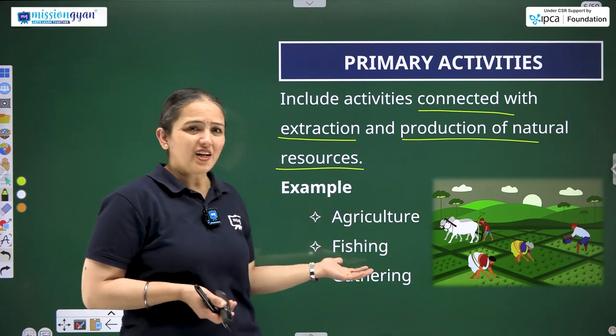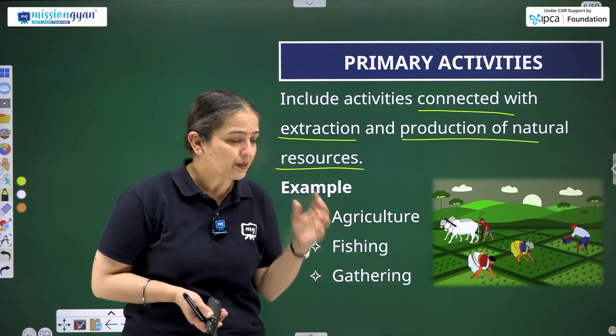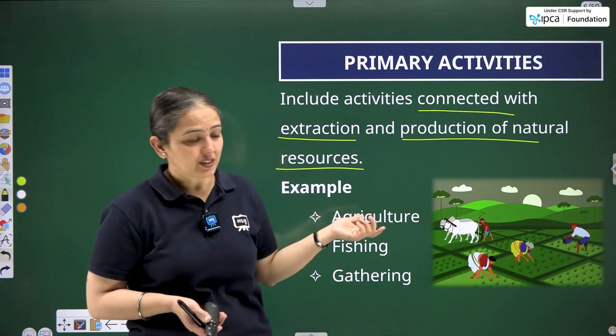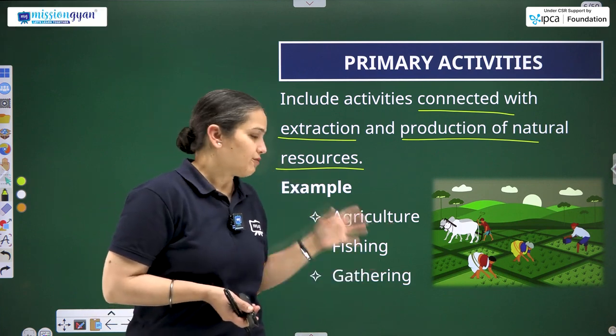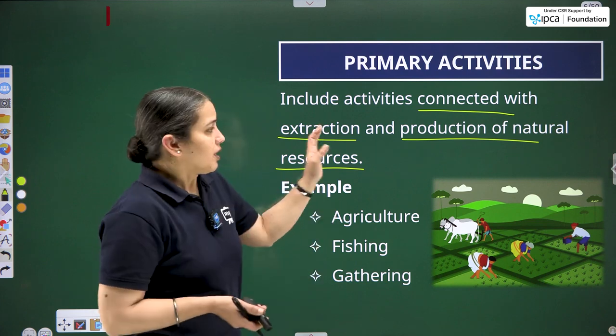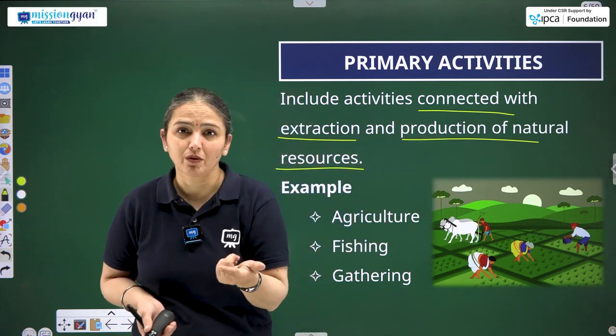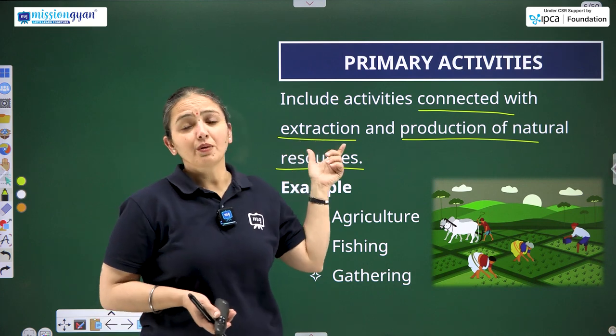So from fishing, we are extracting fish for food purposes. From agriculture, we are obtaining raw materials, for example, cotton, which we have already discussed. Then from gathering, we are extracting vegetables. Within agriculture, we are producing crops. So that is extraction of the raw materials.